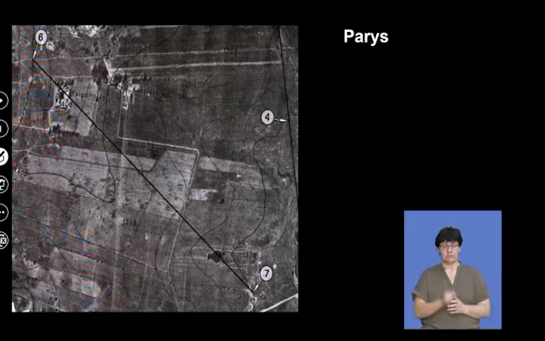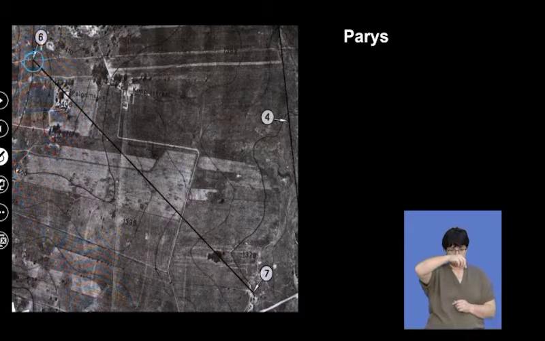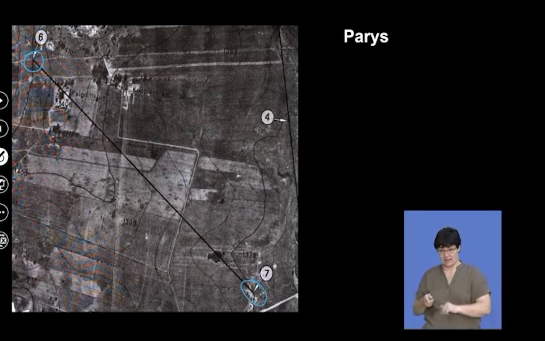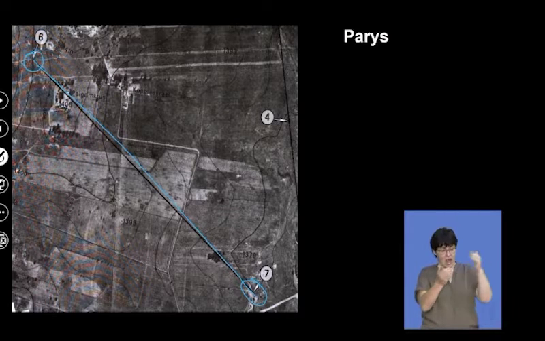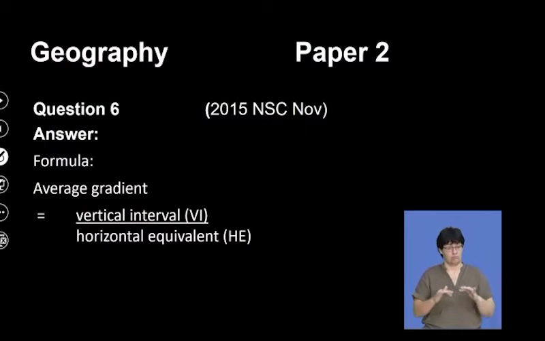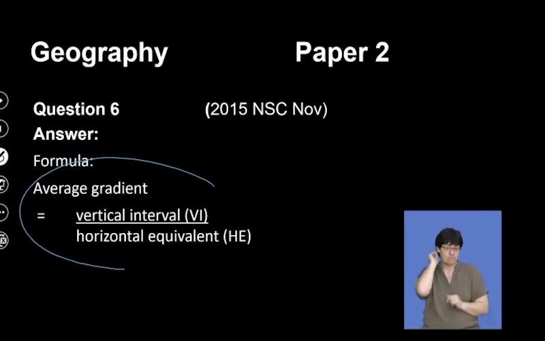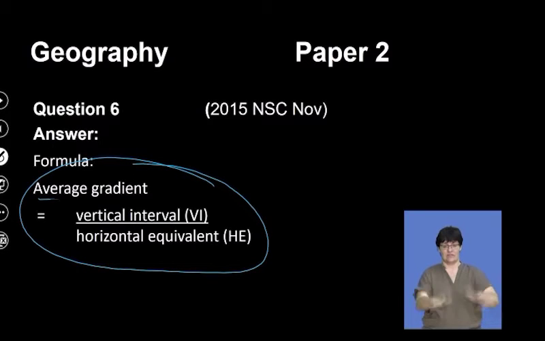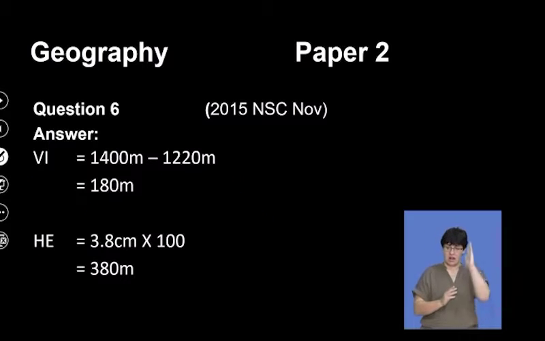So here's my section of the orthophoto map, 0.6 as well as 0.7. And in this particular example, a line was drawn to help me determine the measurement much more accurately. So let's look at it. Note, your formula is always going to be given. Average gradient is equal to vertical interval over horizontal equivalent.